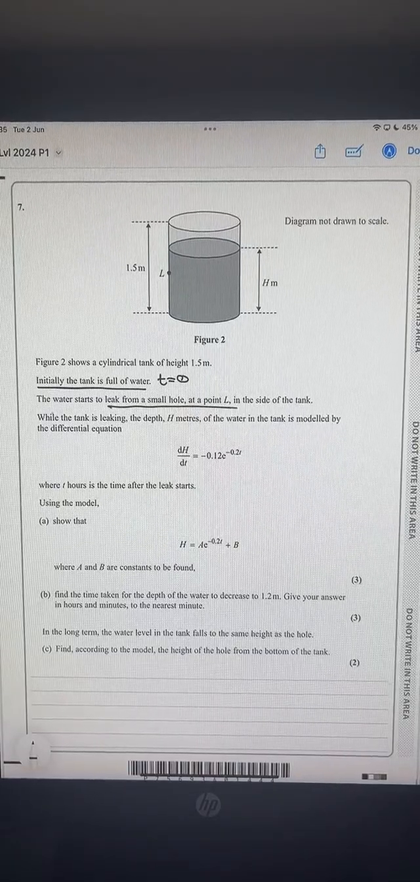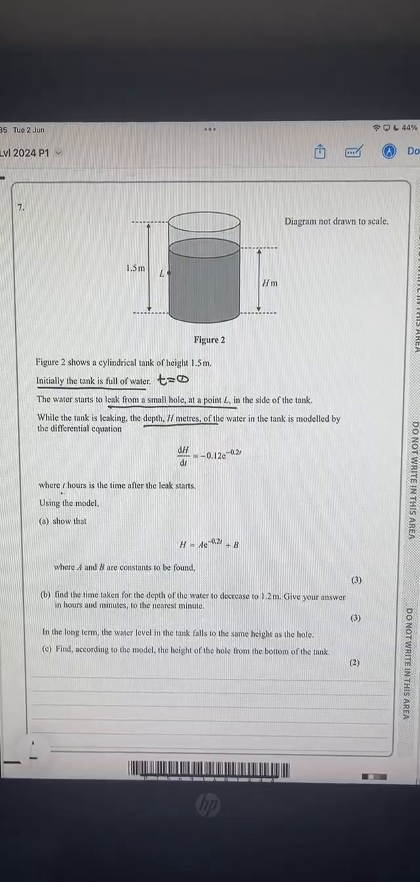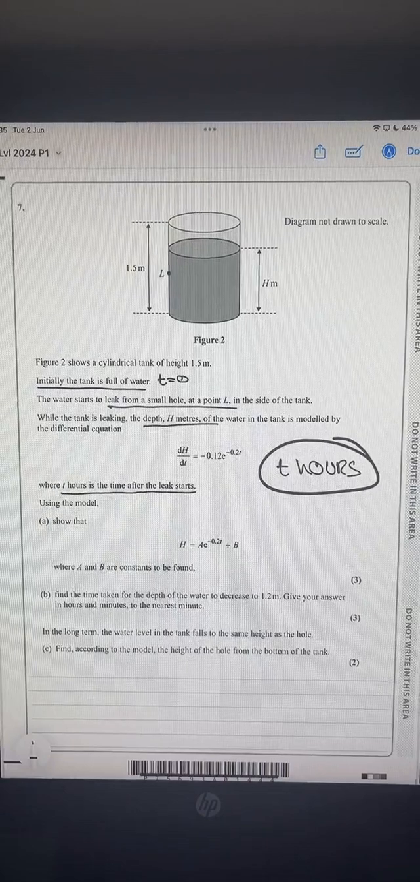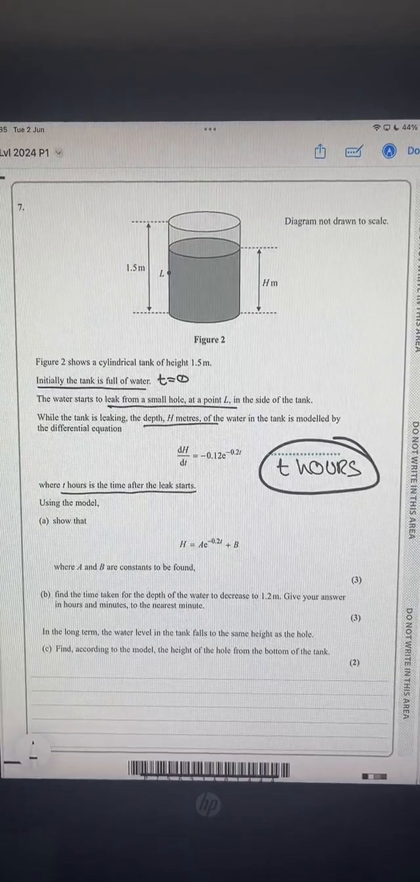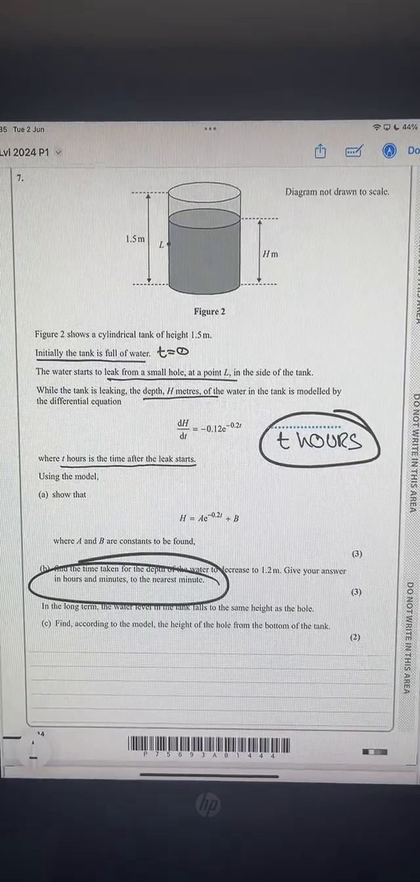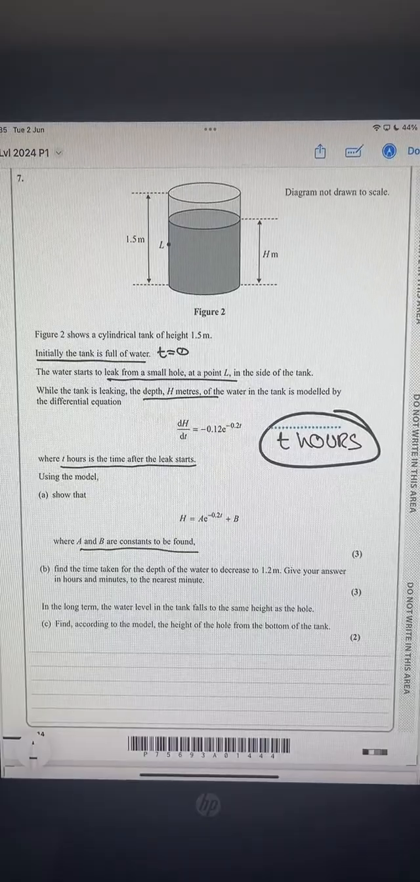So just underline that. While the tank is leaking, the depth h meters of the water is modeled by this differential equation. So we see the rate of change of the height is equal to this negative exponential, where t hours is the time after the leak starts. So t hours, put that in big, don't mess up. You want to make sure your units are correct, because later there is something to do with the units, down there. But you want to make sure, just in case, you know what units we're using. Using the model, show that h is equal to something where a and b are constants to be found.